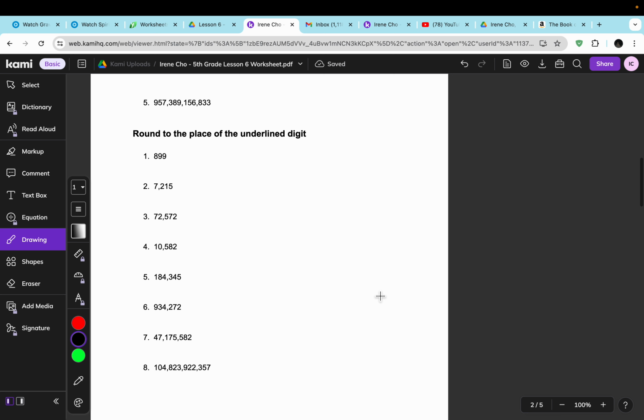Moving on, the next question asks to round to the place of the underlined digit. None of these are actually underlined, so I'll do number 2 and I'll just pick the second digit. So it's 7,215. The 2 is in the hundreds place, and we look at the number afterward. It's 4 and below, so the number would be 7,200.